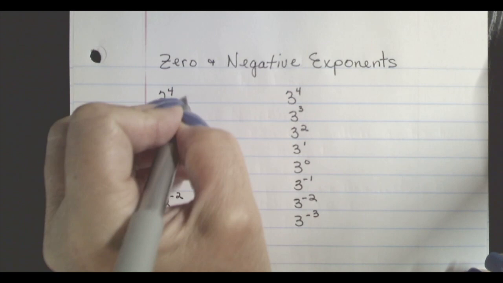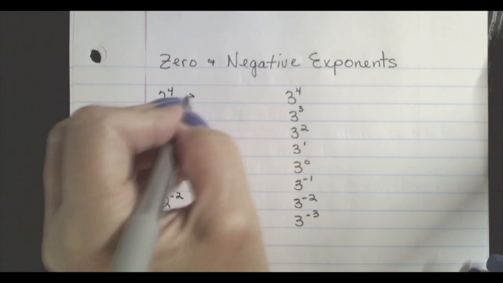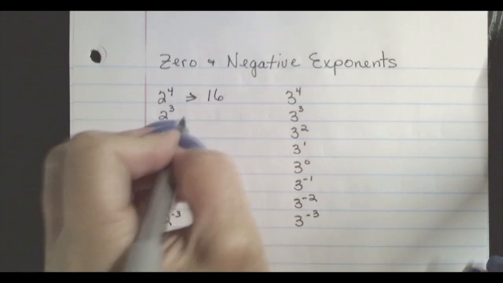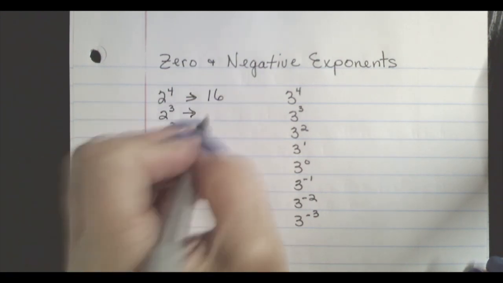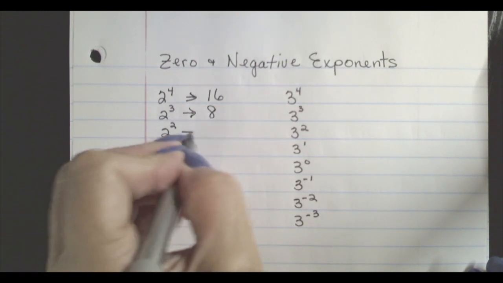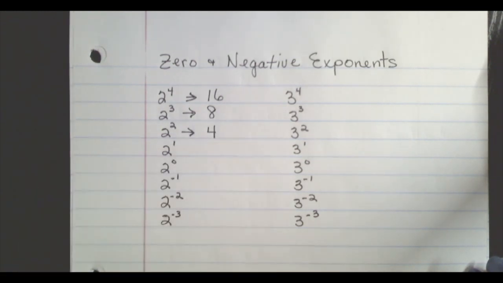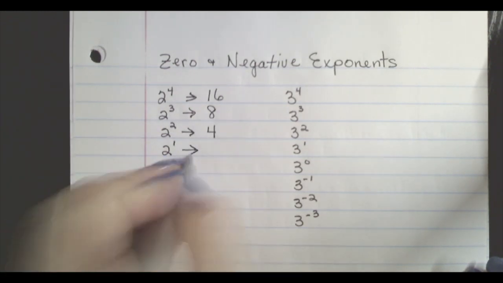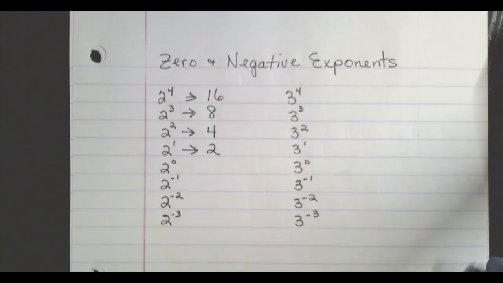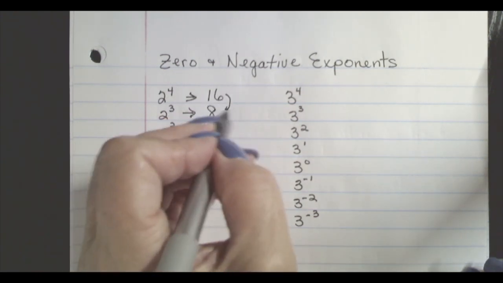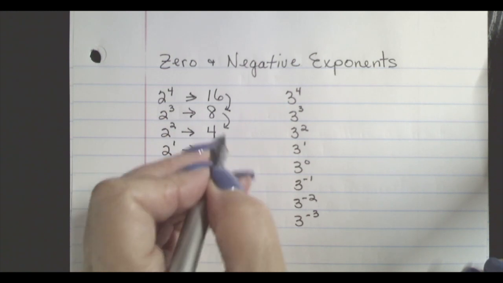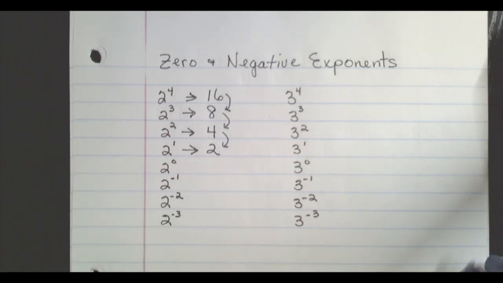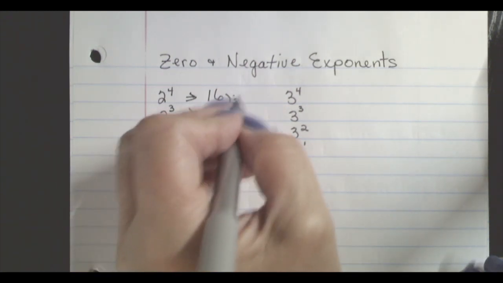So 2 to the 4th power is equal to 16. 2 to the 3rd power is equal to 8. 2 to the 2nd power is equal to 4. 2 to the 1st power is equal to 2. So what's happening each time we come down our table? We are dividing by 2.